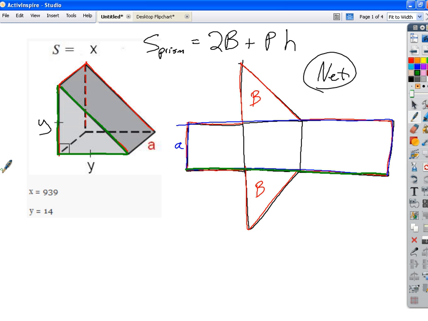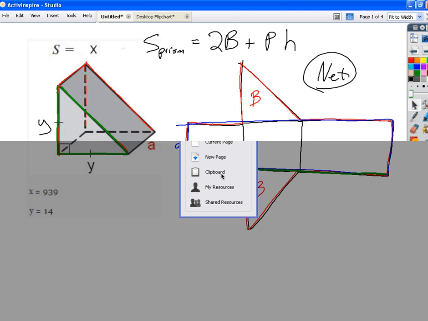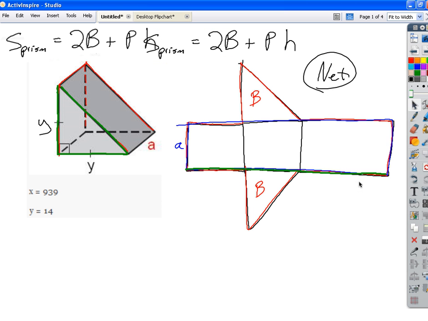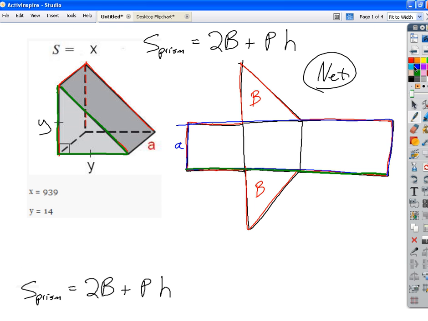Okay, so now what's that going to look like? I take my formula up here. What number do I plug in for surface area? X, which it tells us is 939, right? So let's plug in numbers. So S becomes 939.